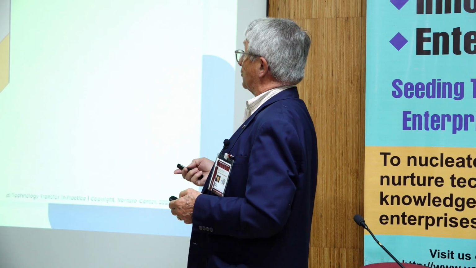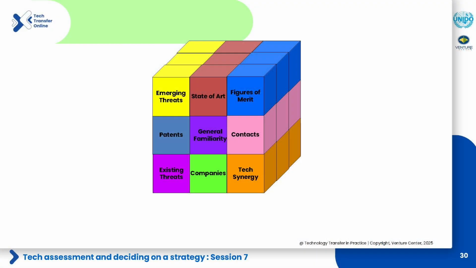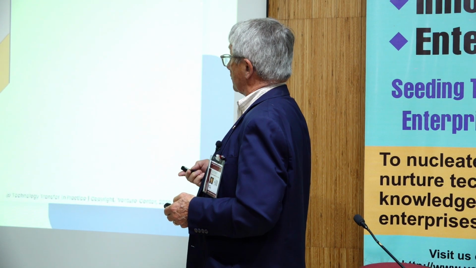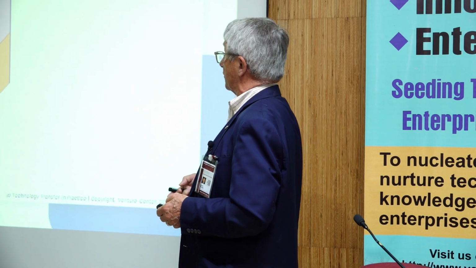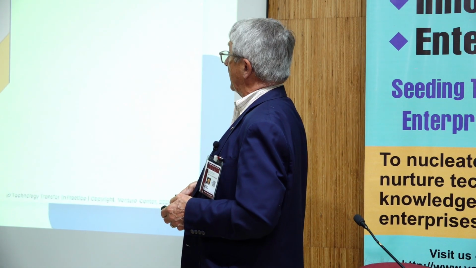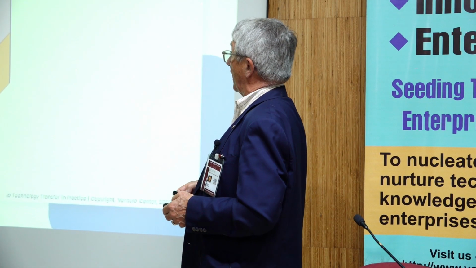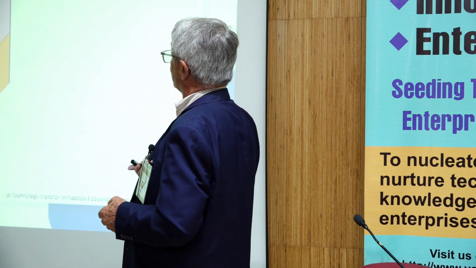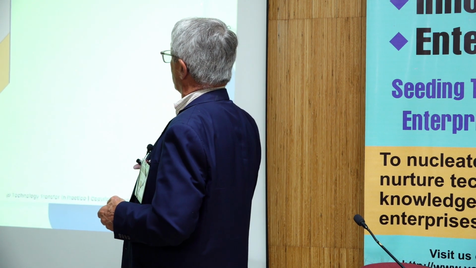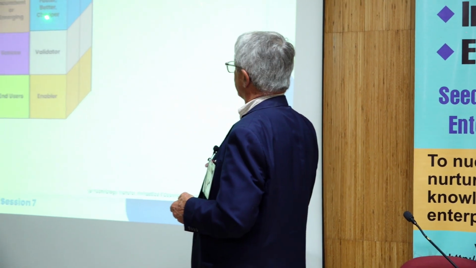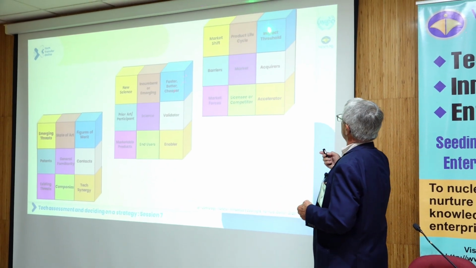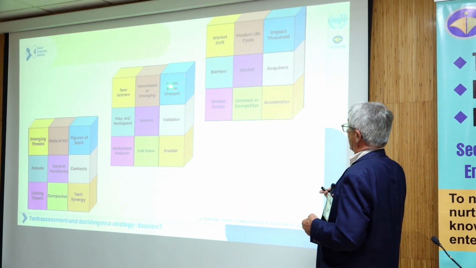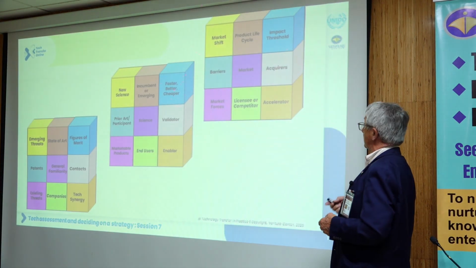So these are some of the things we look at. Emerging threats, the state of the art, figures of merit, the patents, general familiarity with the space, contacts that we can talk to, technology it might synergize with, companies in the space, and existing threats. And behind each of these, you have other layers. Behind the emerging threats, new science. Behind the state of the art, the incumbent or emerging competitors. The figures of merit: is it faster, is it better, is it cheaper? And then behind those, the impact threshold. How much faster, how much better, how much cheaper does it have to be that people will want it?